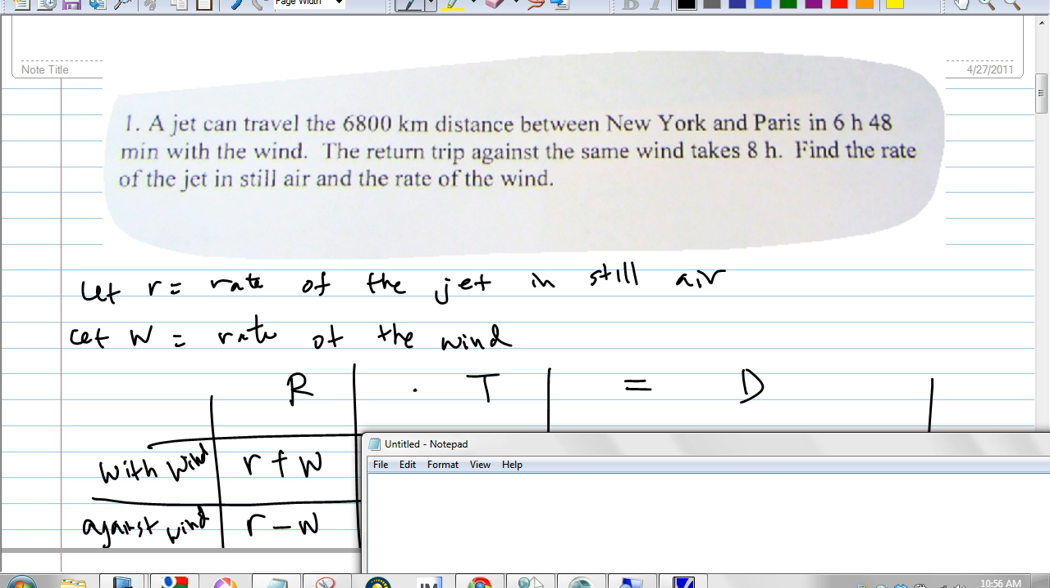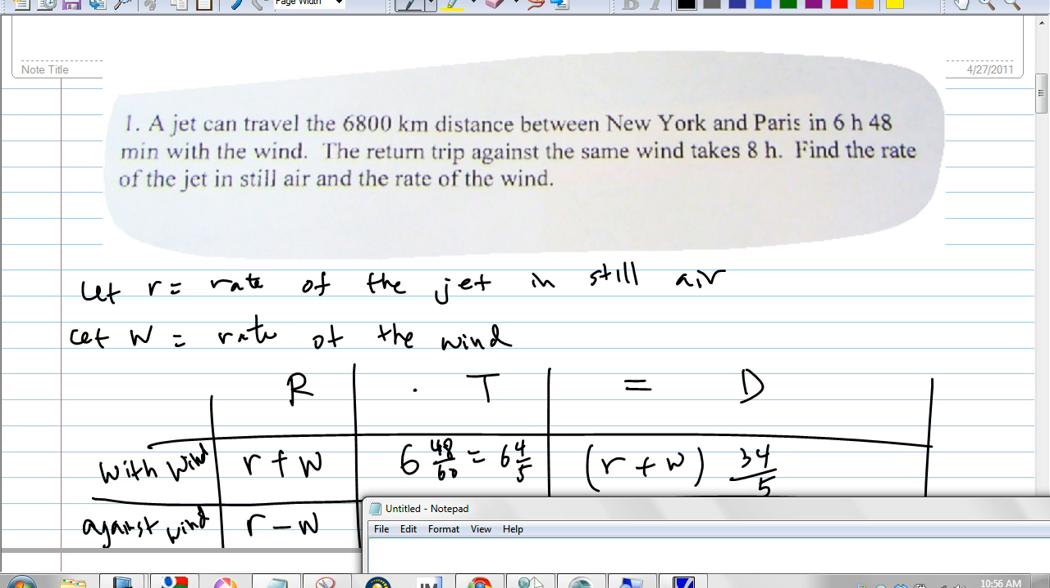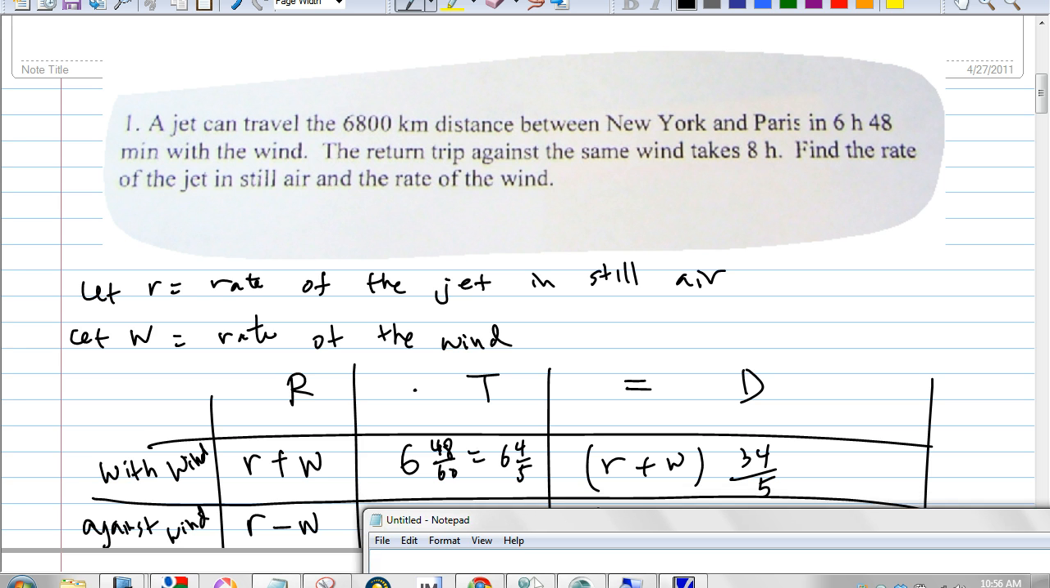So look what I did here. I did 6 and 48 over 60, which, just like Sasha said, is 6.8, but I like fractions, so I simplified the fraction. Isn't that the same as 6 and 4 over 5? What if you like decimals? If you like decimals, you could do it. But you will find out in a minute that if you do it with decimals, it's not going to work out too well. And of course, the distance is going to be the rate times time. So I wrote down, and notice what I did with the rate. I made it into an improper fraction, right? 6 times 5 is 30. 30 plus 4 is 34, correct? So 34 over 5. Now, what about the time that we're going against?